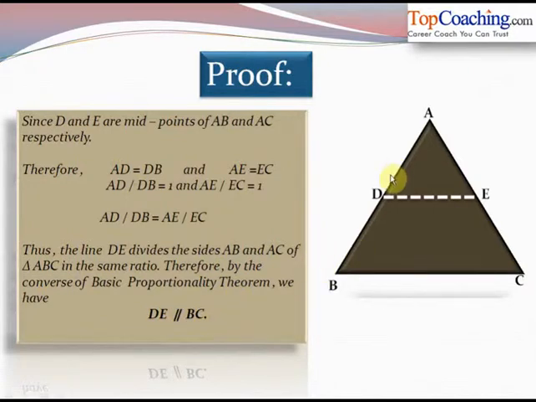Once again, we know that D is the midpoint of side AB and similarly E is the midpoint of AC. So AD would be equal to DB and AE would be equal to EC. If we divide, we get AD by DB equal to 1 and AE by EC equal to 1. So we see that the ratios AD by DB and AE by EC are the same, and that is equal to 1. And so AD by DB would be equal to AE by EC. And thus this is nothing but the converse of the basic proportionality theorem, and so DE would be parallel to the side BC.